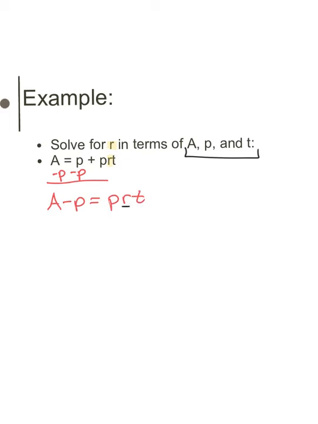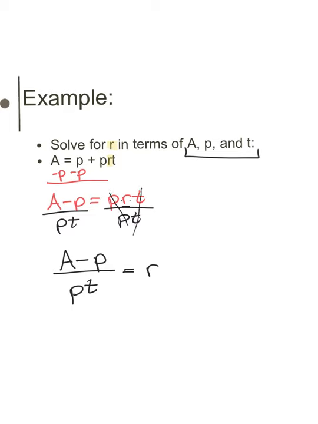Again, my goal is to get this r by itself. In order to get rid of the p and the t that are connected with the r, these are all multiply, the opposite of multiply is divide. So I'm going to divide both sides by pt, and then I am left with A minus p over pt equals r, because here those cancel and those cancel. Again, if they wanted to write it a little differently, you could have A over pt minus p over pt equals r. These two mean the exact same thing.